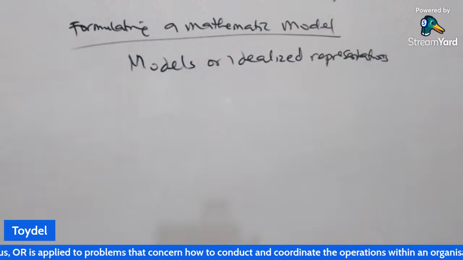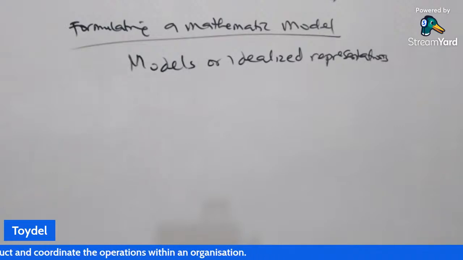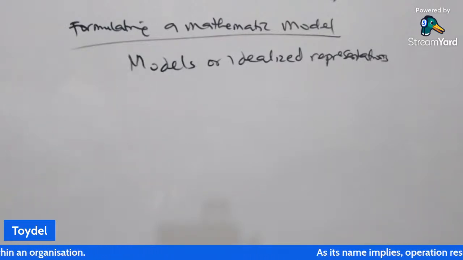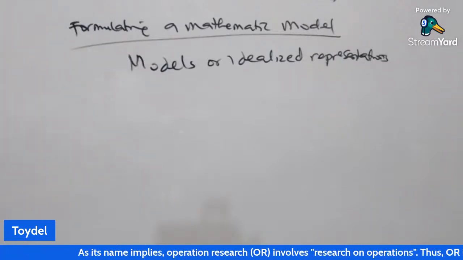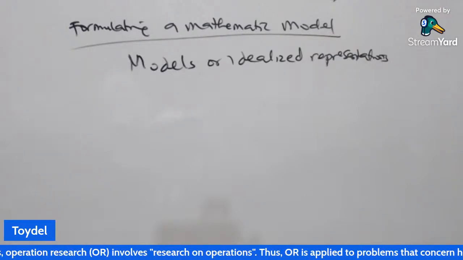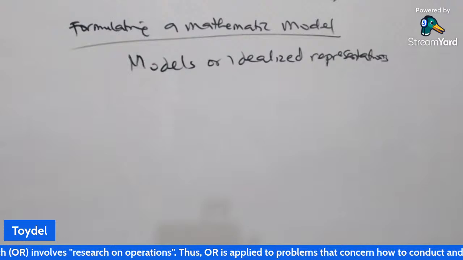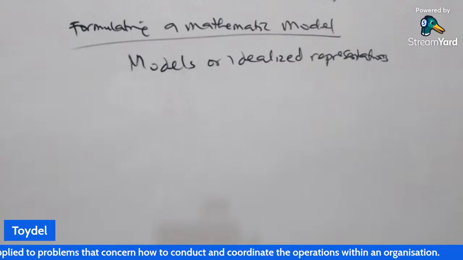Models or idealized representations are an integral part of our everyday life. Common examples include when we model a portrait, a globe. We can actually model a biological problem. We can model in finance. We can actually model in electromagnetism. There are so many models. So just know that when you talk about a model, we are talking about an idealized representation of the real problem.